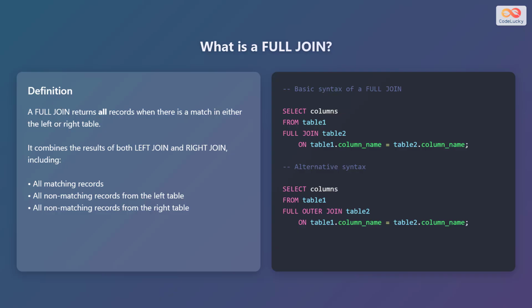Here's the basic syntax of a full join. Select columns from Table 1 full join Table 2 on Table 1.column_name equals Table 2.column_name. Alternatively, you can use the syntax: select columns from Table 1 full outer join Table 2 on Table 1.column_name equals Table 2.column_name.